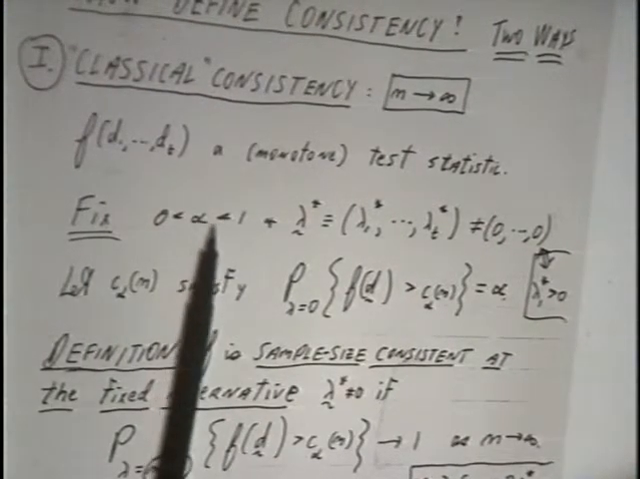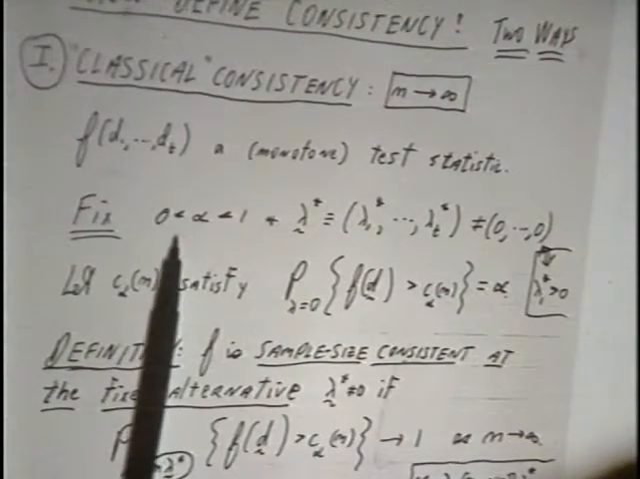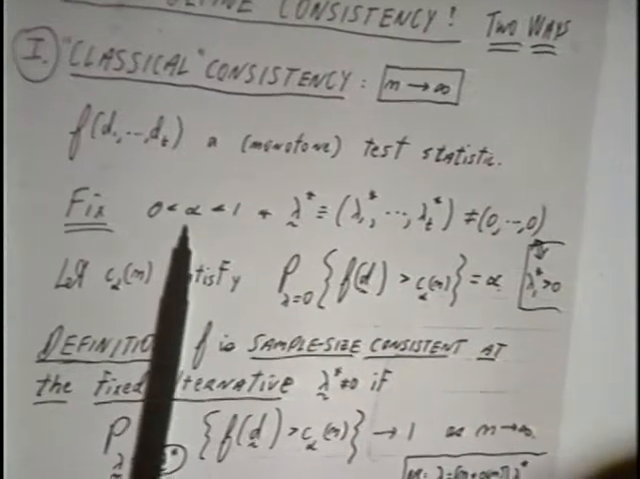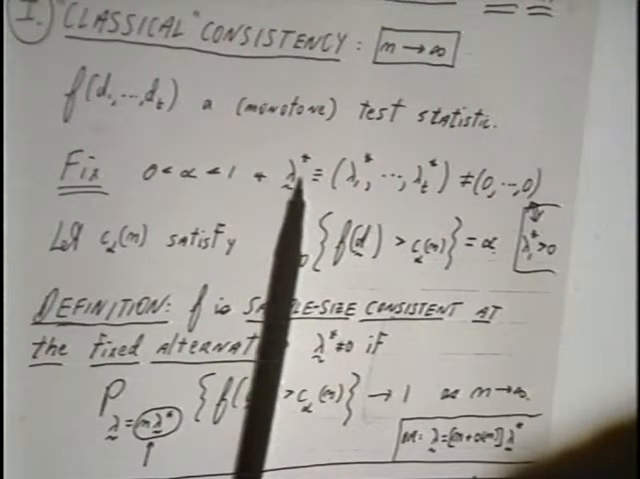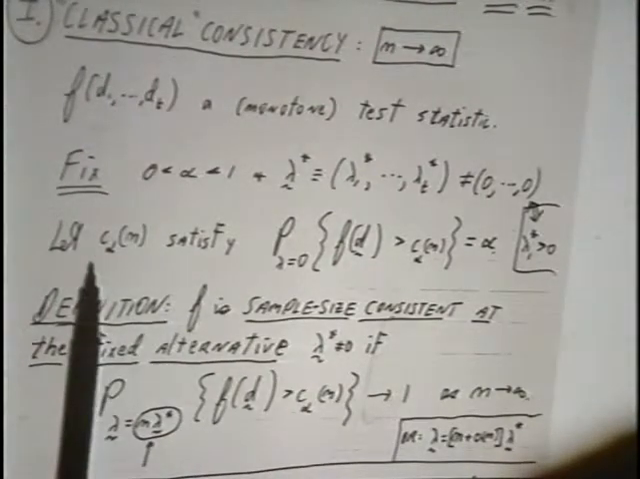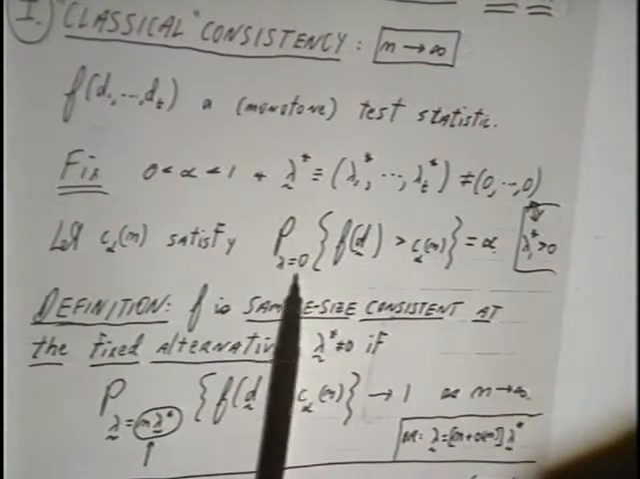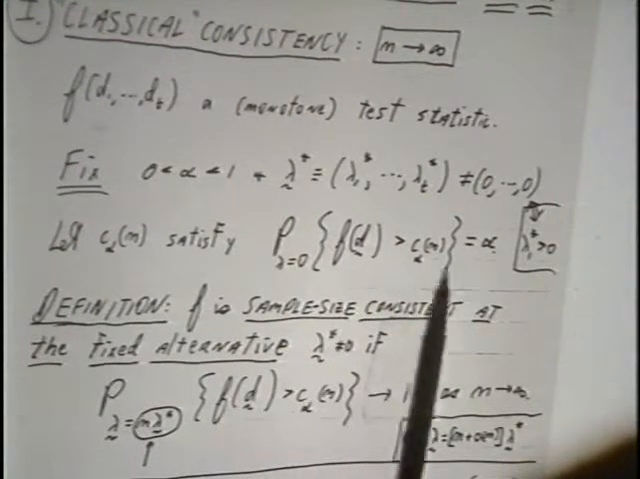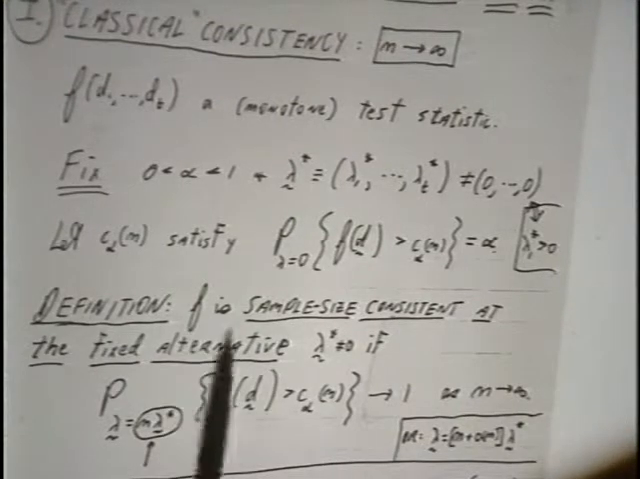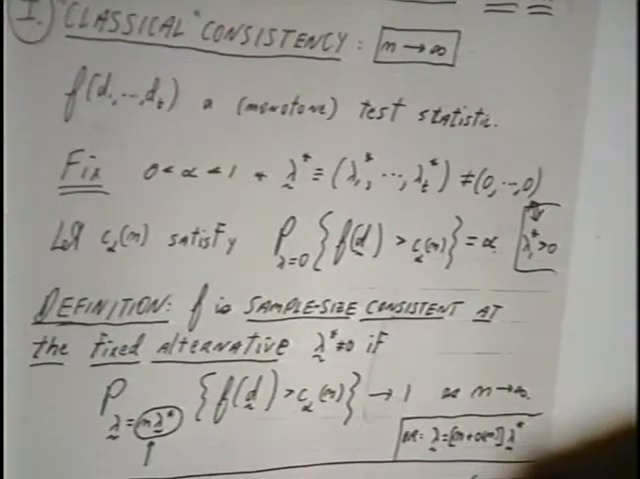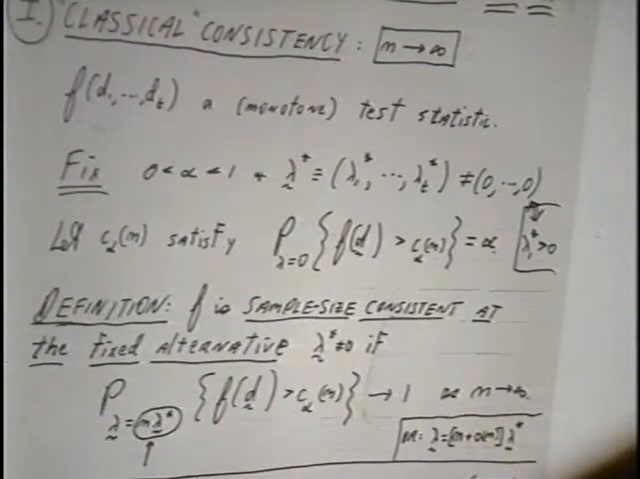So the classical notion of consistency, at least in the Neyman-Pearson context, says if we fix a significance level alpha between 0 and 1, and fix an alternative lambda star, choose a sequence of critical values C sub alpha depending on n, I'll suppress the P and R, so that the probability of rejection is held fixed at alpha as n goes to infinity, then we say F is consistent, but we have to distinguish that from another notion of consistency, so we'll call this sample size consistency.